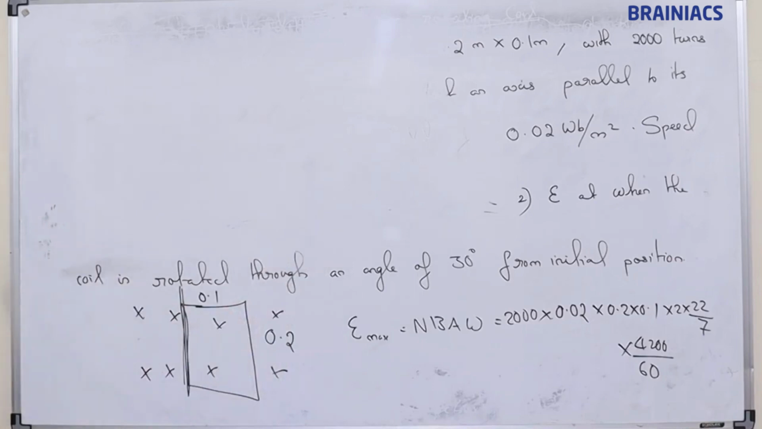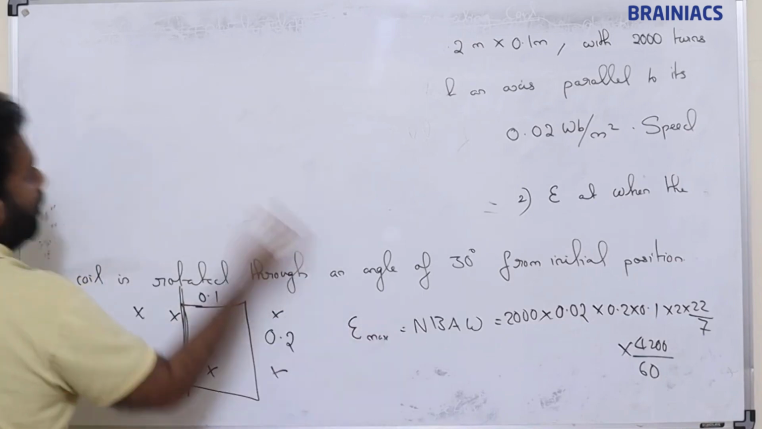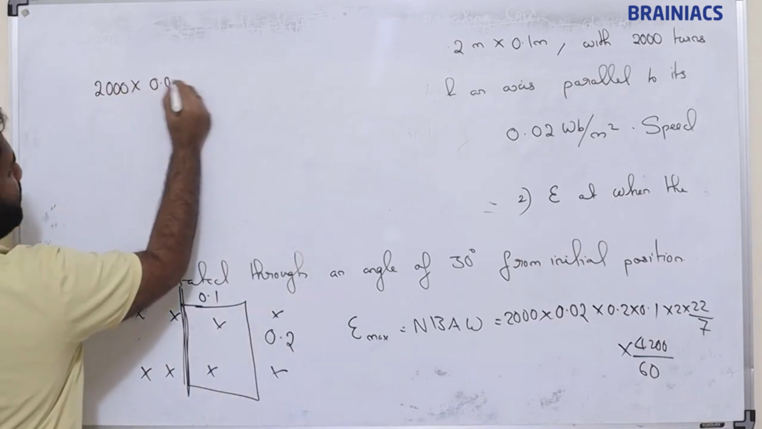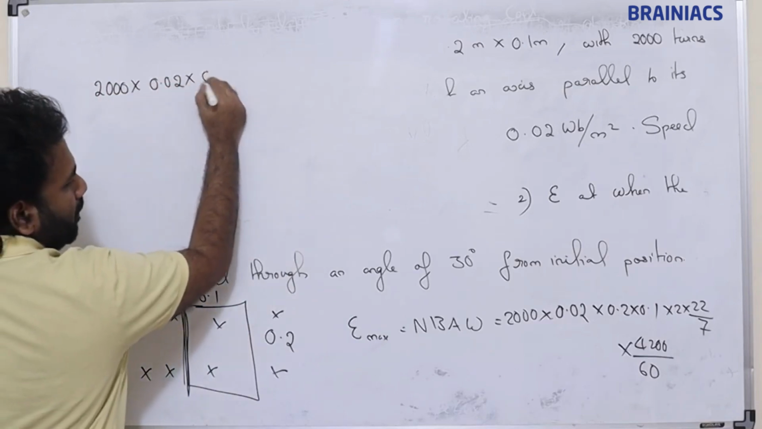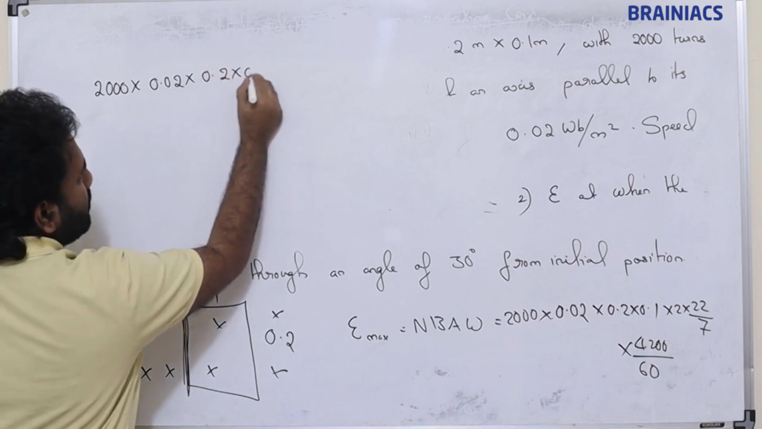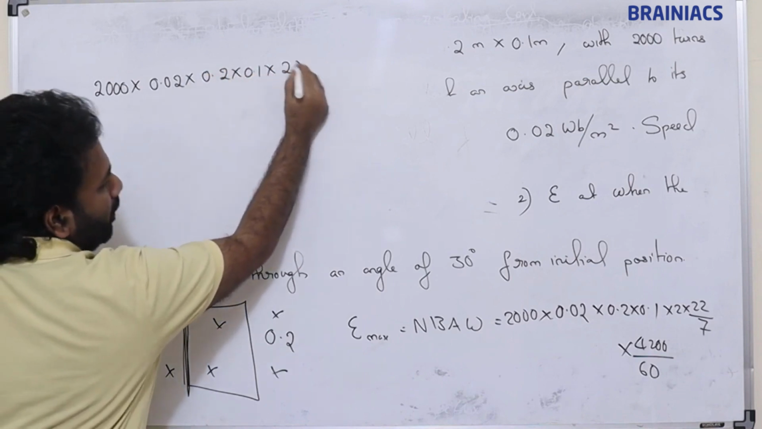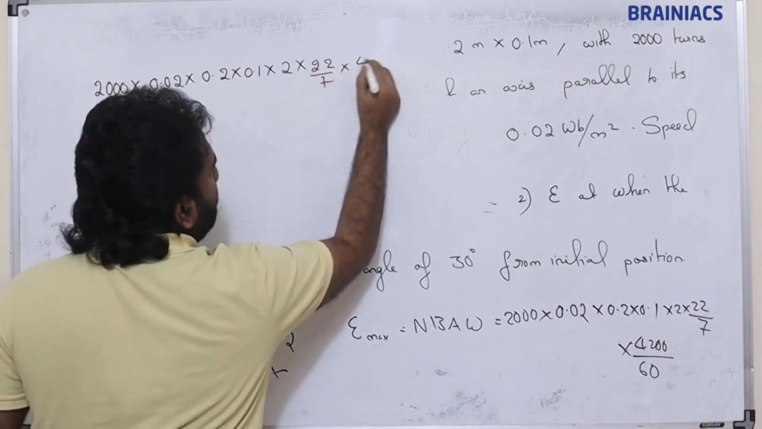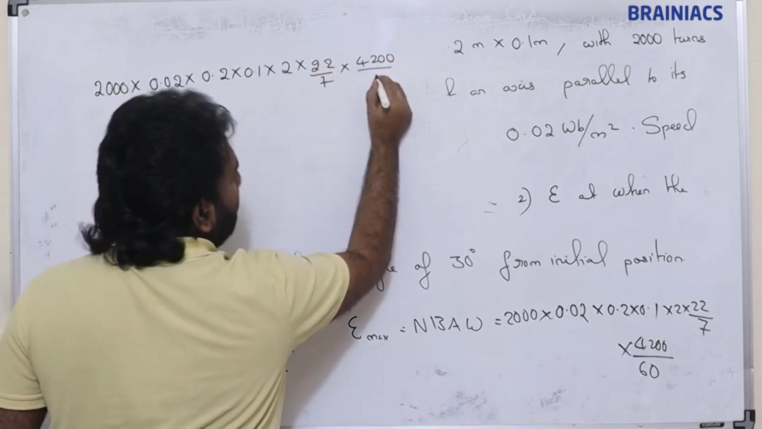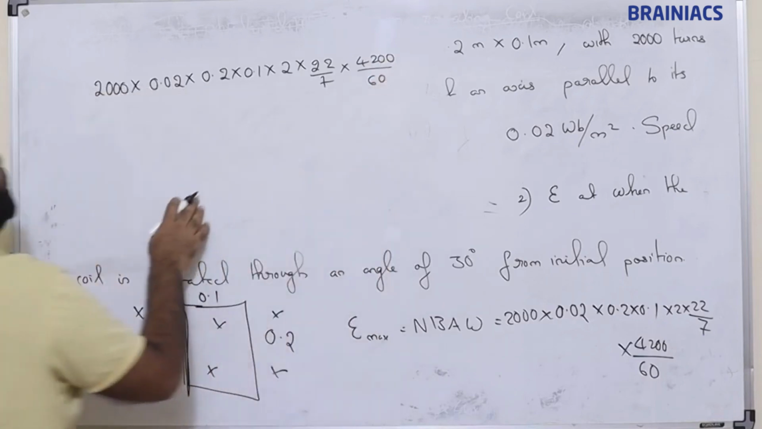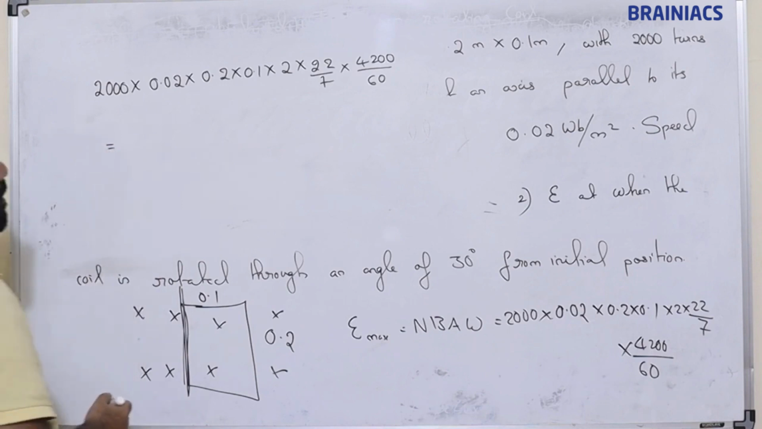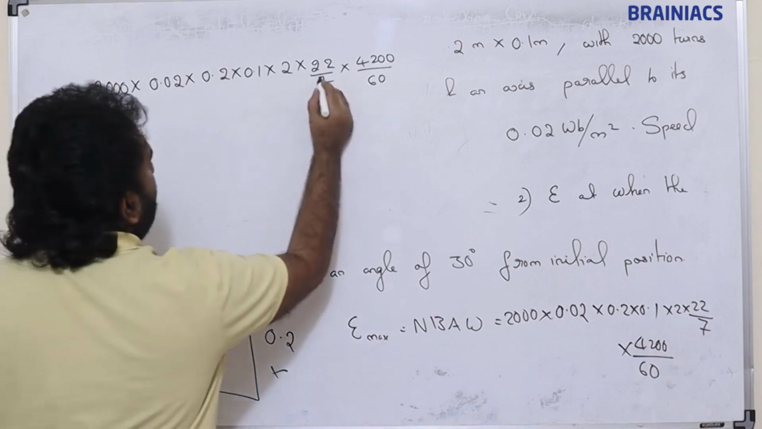So this is going to be NBA omega: 2000 into 0.02 into 0.2 into 0.1 into 2 into 22 by 7 into 4200 divided by 60, right? So simplify this. Okay, simplify this. What will we be getting?